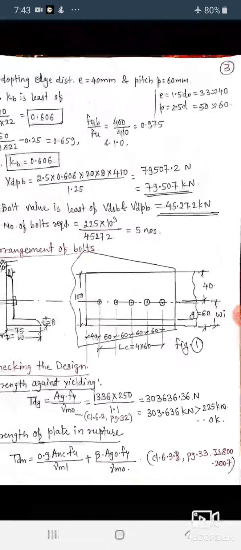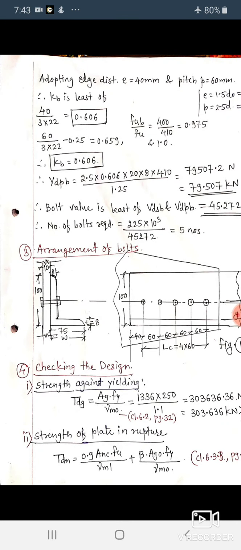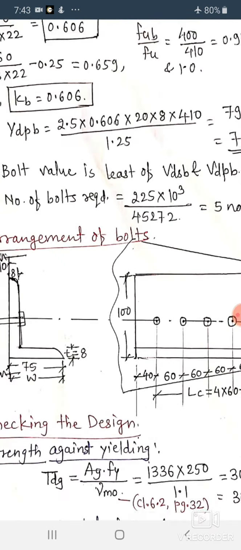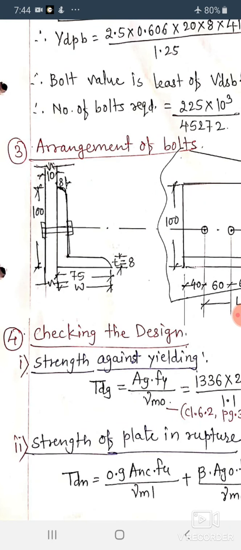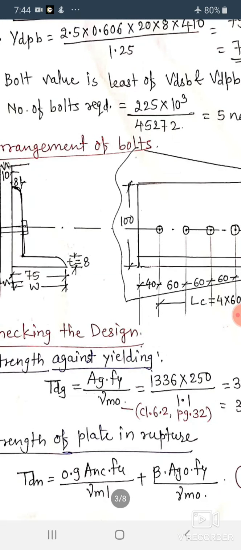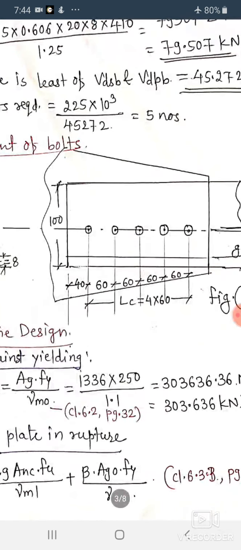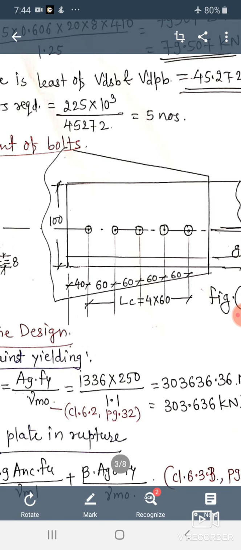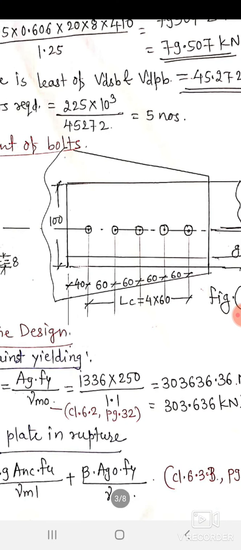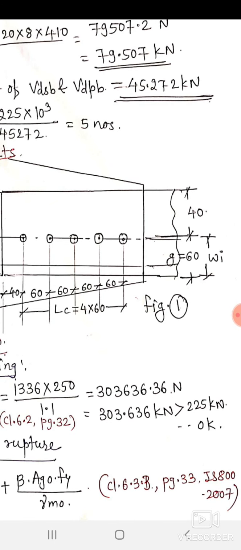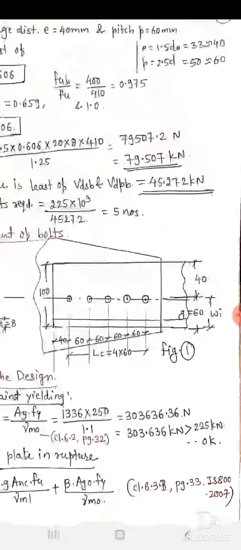Then go for the next check, that is strength of plate in rupture. So the formula is TDN equals 0.9 ANC into FU upon gamma ml plus beta into AGO into Fy upon gamma m naught. So all the formulas we have taken from the code book, that is page number 32-33 from IS 800 2007.